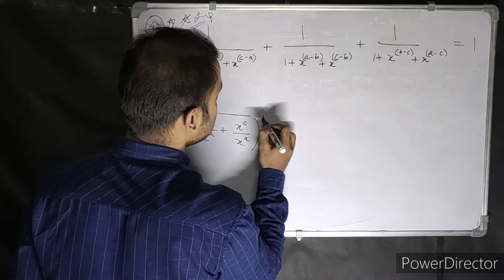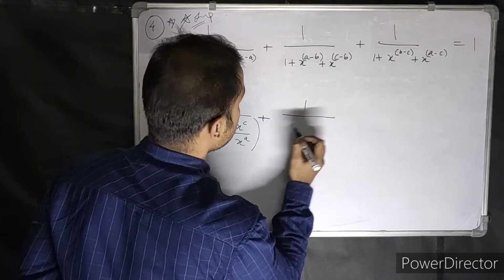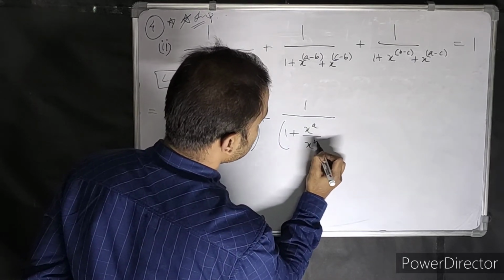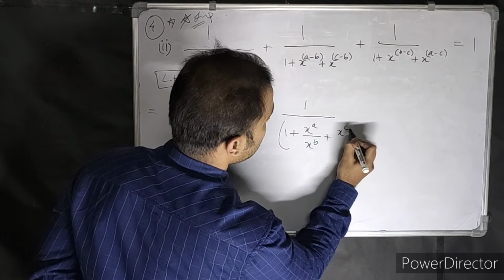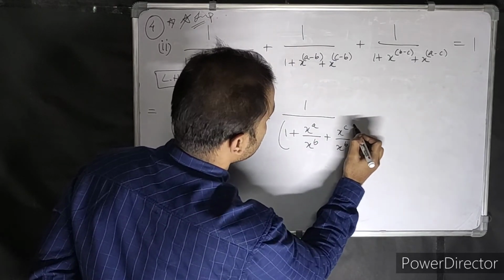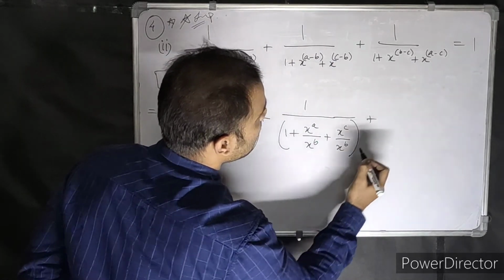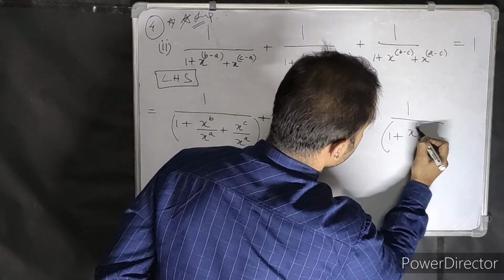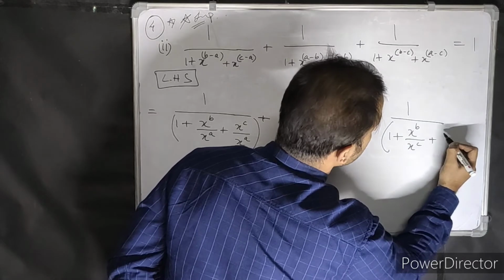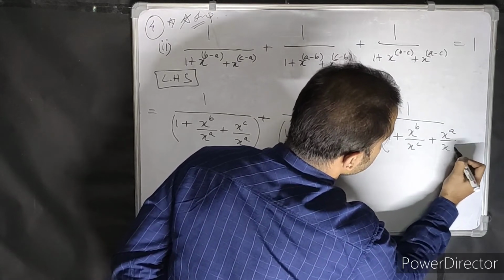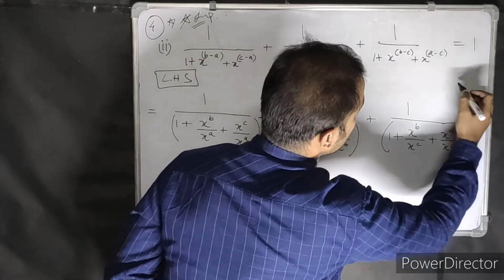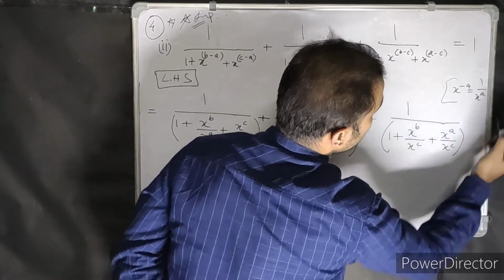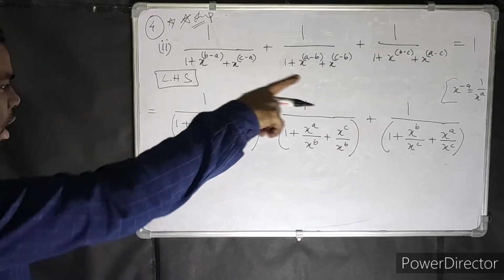Put a plus, then 1 by 1 plus x to the power a divided by x to the power b, x to the power c divided by x to the power b. Plus 1 by 1 plus x to the power b divided by x to the power c plus x to the power a divided by x to the power c. You know what formula I have used? X to the power minus a is equal to 1 by x to the power a. That law I have used.